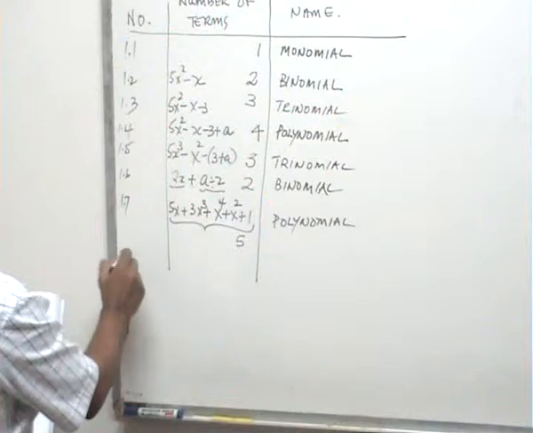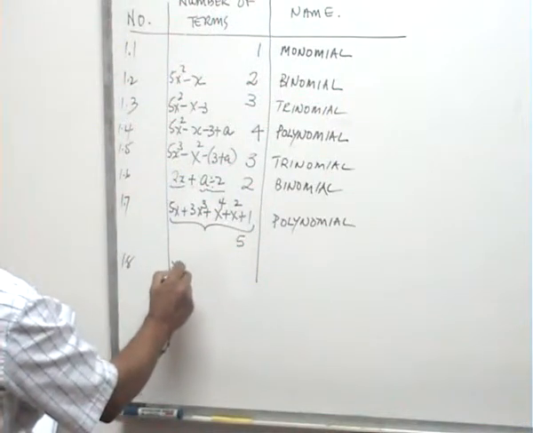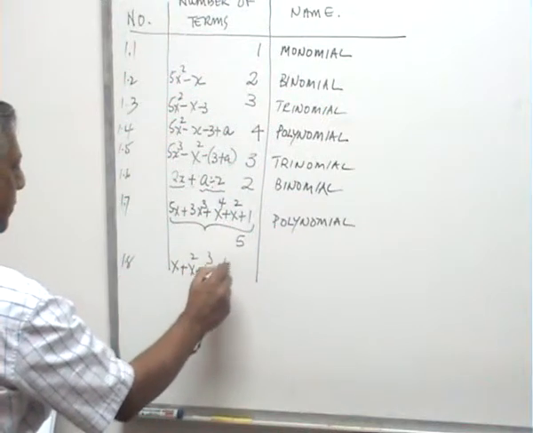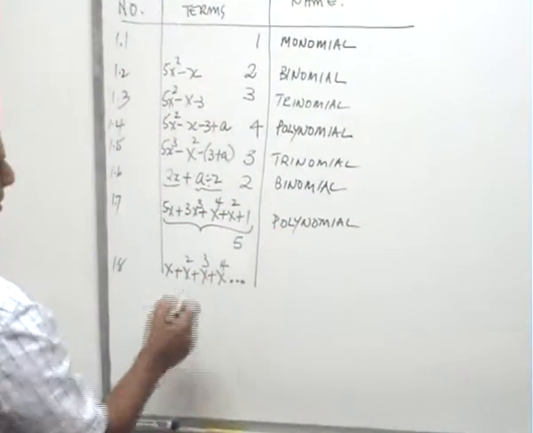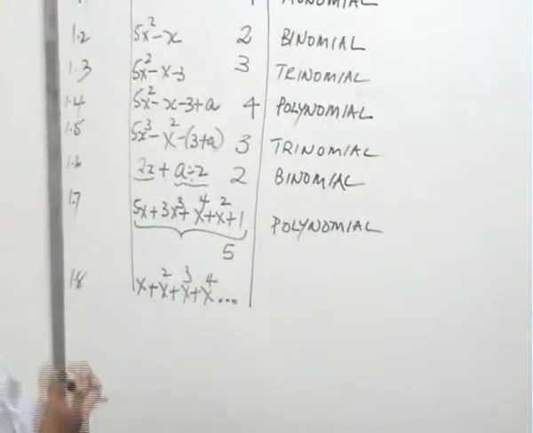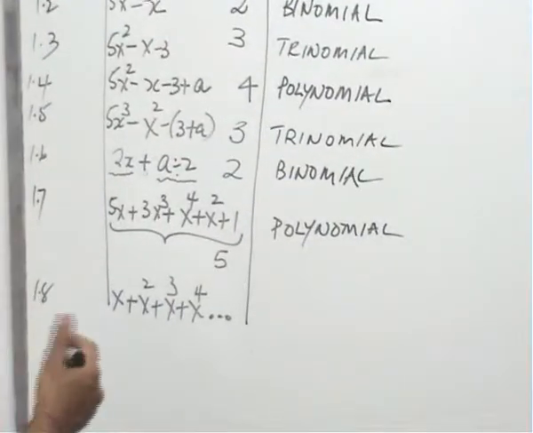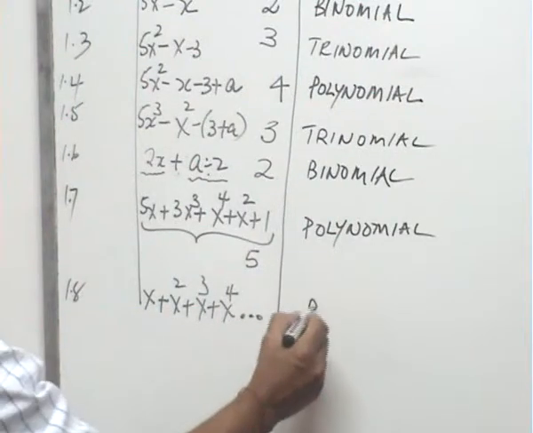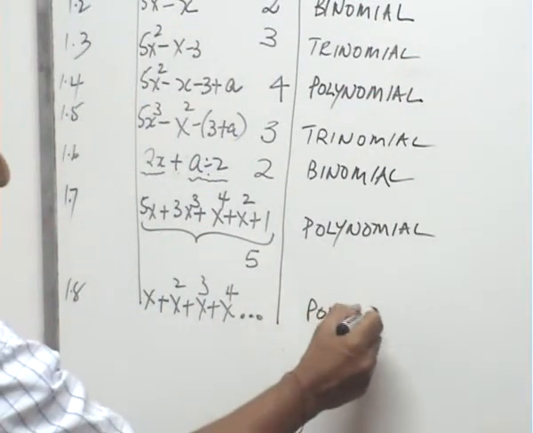And 1.8, x plus x squared plus x cubed plus x to the 4, and these 3 dots means it continues, therefore it's got more than 4 terms. Well, in the end it means it's got more than 3 terms, therefore the answer is polynomial.